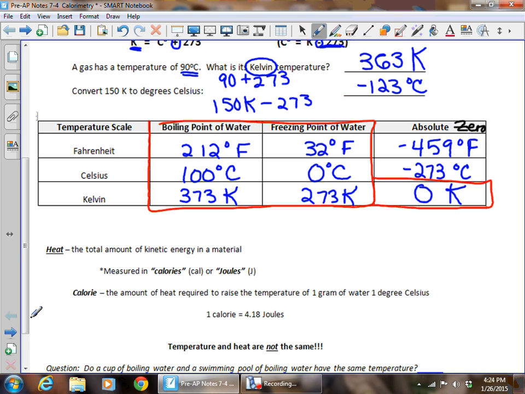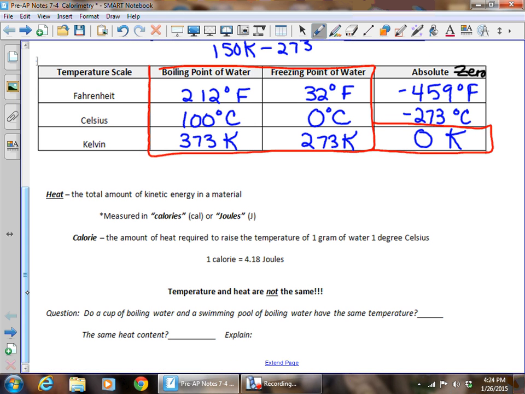Now that's temperature. Heat, on the other hand, is the total amount of kinetic energy in a material. You measure that in calories and joules, not in degrees Fahrenheit or Celsius or kelvins. It's in calories or joules. A calorie is the amount of heat required to raise the temperature of 1 gram of water 1 degree Celsius. This is an important conversion factor that you'll need because we'll be doing that conversion periodically.